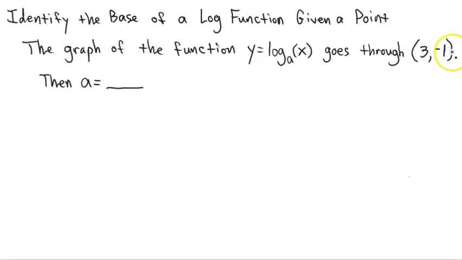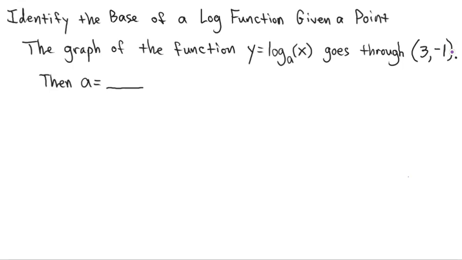Let's try another one. This one says that the graph of the function log base a of x goes through the point 3, negative 1. Now this is weird, 3, negative 1. So that must mean that this part is below the x-axis, because 3 is right here, negative 1 is down here, and therefore, since this is not a reflection at all, it's going to come over here and pass through just like this.